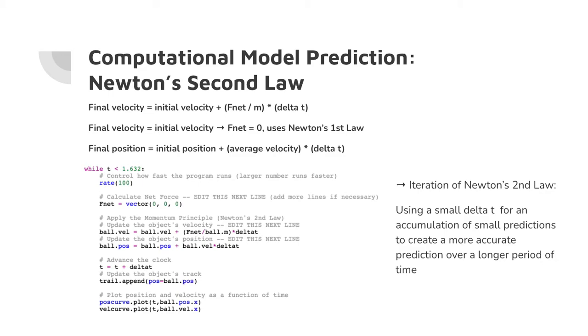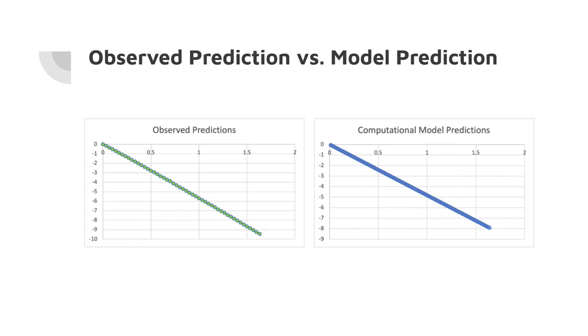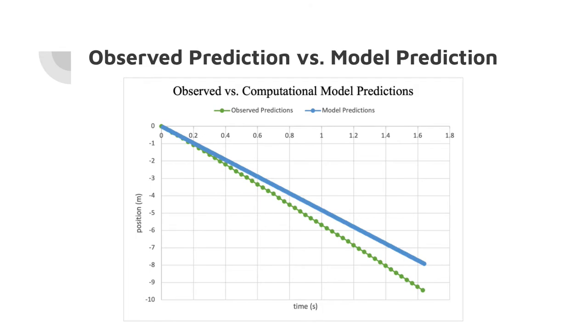We use a while loop for the iteration of Newton's second law to accurately depict the object's motion over the same time interval used in the observed prediction. These are the graphs obtained from the data through the observed and computational model predictions. This shows both predictions on the same graph. As you may notice, they are not too far off and have similar slopes.